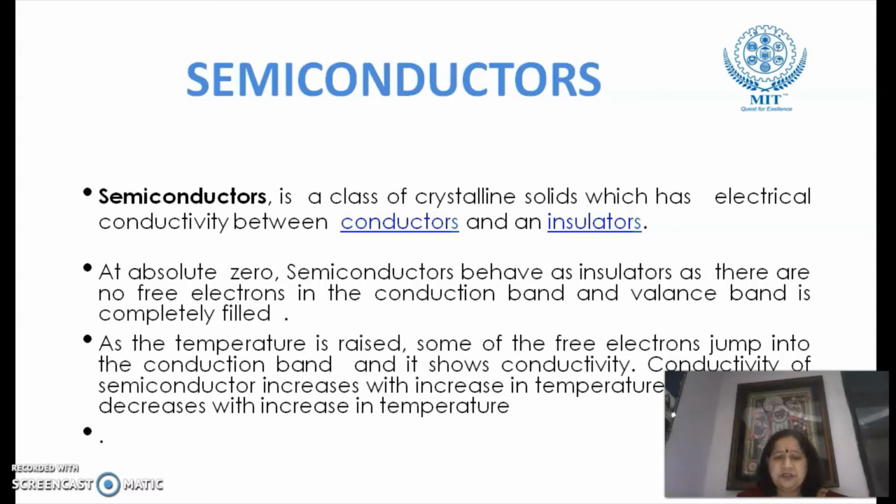So, as far as semiconductors are concerned, we can say they're crystalline solids which have electrical conductivity between conductors and insulators. At absolute zero, the valence electrons are engaged in covalent bonding, and the other electrons in the other orbits are tightly bound to the nucleus. So no free electrons are available in the conduction band and the valence band is completely filled.